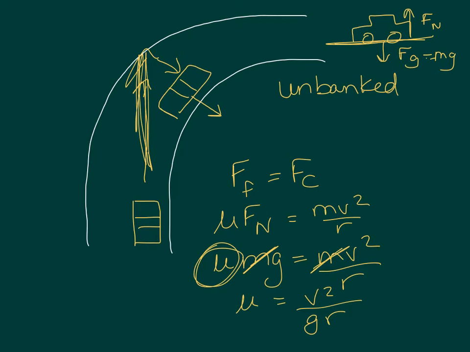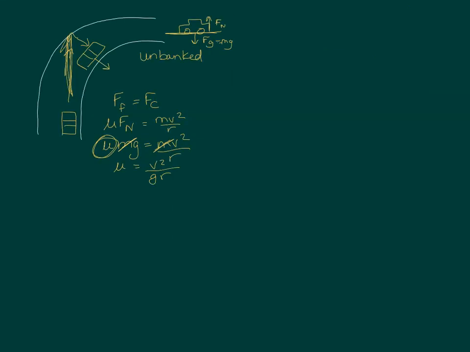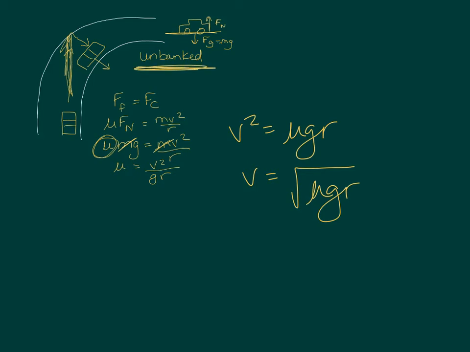Or we could say, if we wanted to rearrange it so we knew how fast we were going, we would say v squared equals mu gr. So v is the square root of mu gr. So when it's an unbanked turn, so here we're talking about unbanked turns, how fast I can go through the turn depends on that coefficient of friction. And when it's wet, that coefficient gets to be smaller, and so I have to go slower through the turn, or I'm going to slip and I'm going to crash off here somewhere, and that's not good.